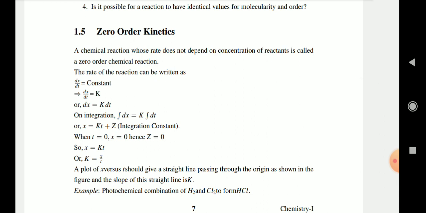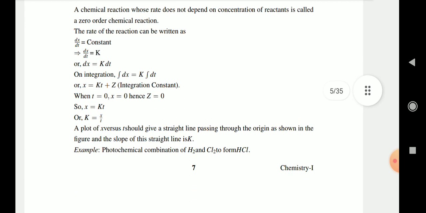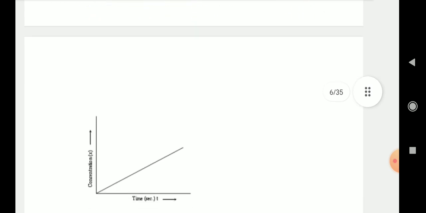A plot of x versus t should give a straight line passing through the origin as shown in the figure, and the slope of this straight line is k. Example, photochemical combination of H2 and Cl2 to form HCl.